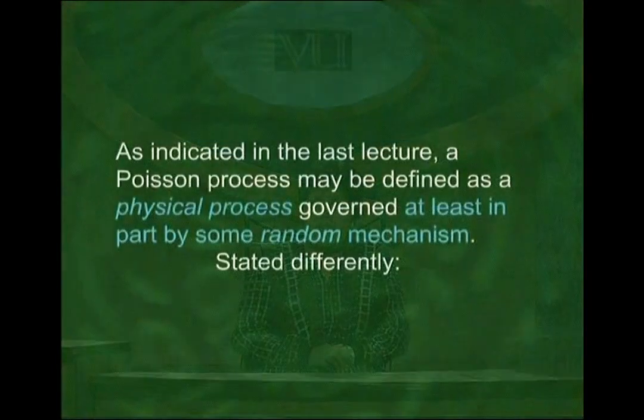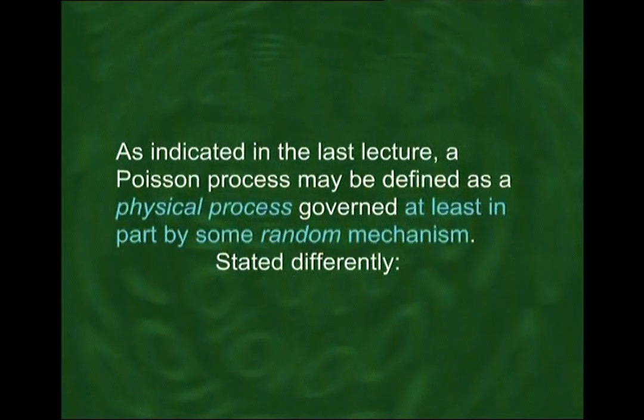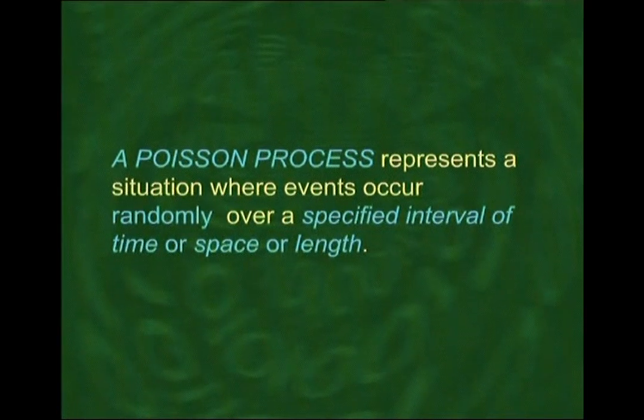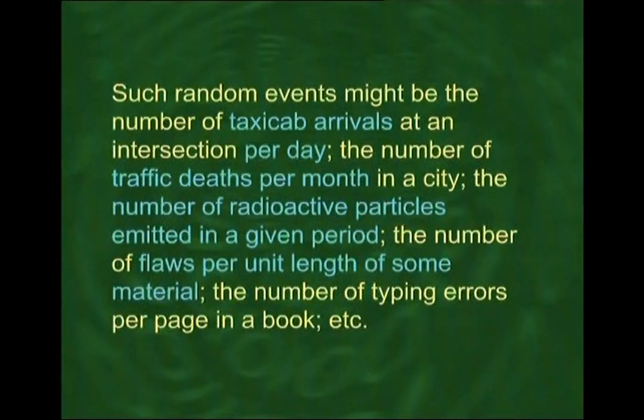As you now see on the screen, a Poisson process may be defined as a physical process governed at least in part by some random mechanism. Stated differently, a Poisson process represents a situation where events occur randomly over a specified interval of time or space or length. Such random events might be the number of taxi cab arrivals at an intersection per day, the number of traffic deaths per month in a city, the number of radioactive particles emitted in a given period, the number of flaws per unit length of some material, and the number of typing errors per page in a book, and many other similar examples.